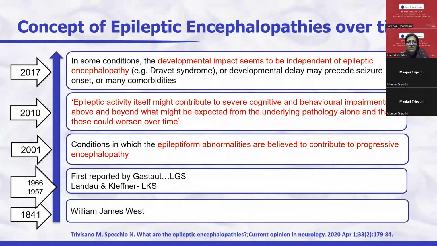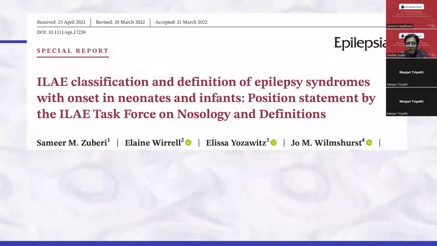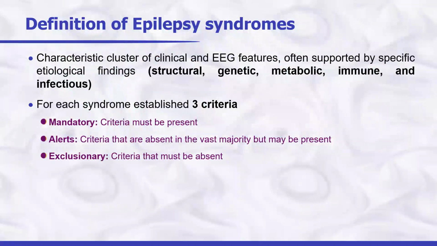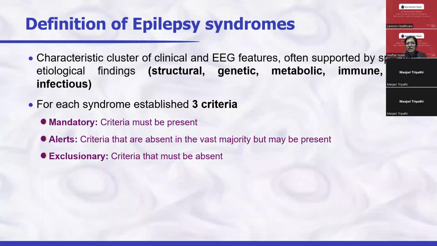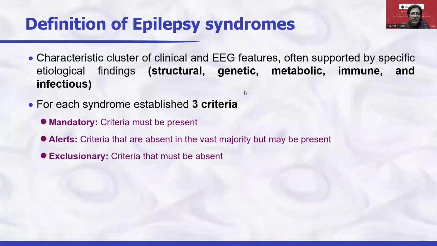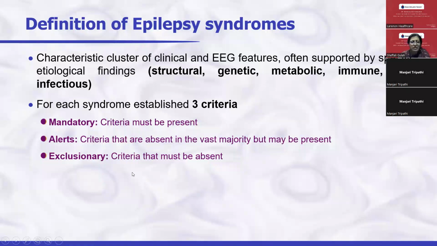In 2017 the term came up that developmental impact may be independent of the epileptic encephalopathy and may precede it in some situations. Then in 2022, and in 2020 for infants, they defined epilepsy syndromes as a characteristic cluster of clinical and EEG features, often supported by investigations for etiological findings, whether structural, genetic, metabolic, immune, or infectious. They asked for three kinds of criteria: mandatory criteria that must be present, alerts that are generally absent but may be present in some cases, and exclusionary criteria which should be absent.